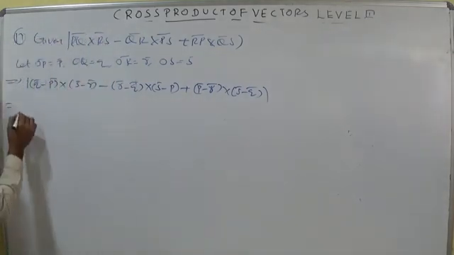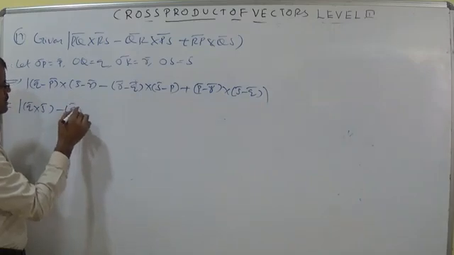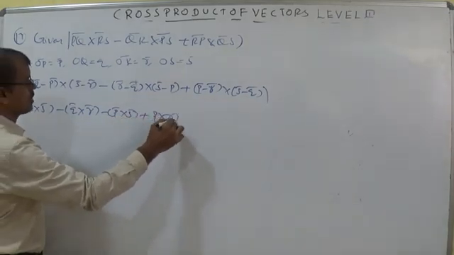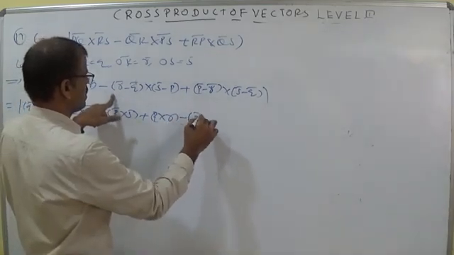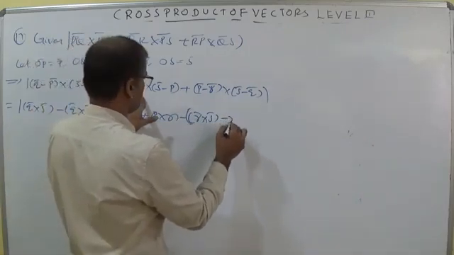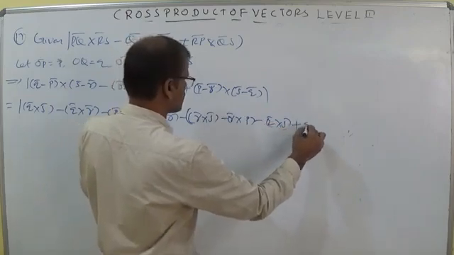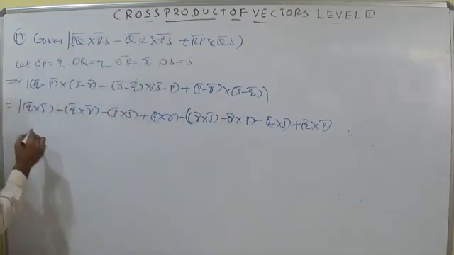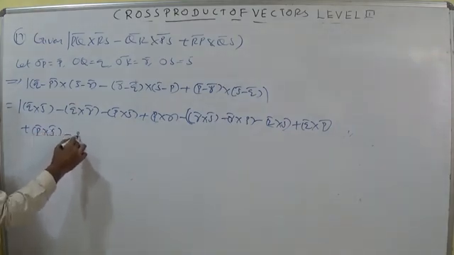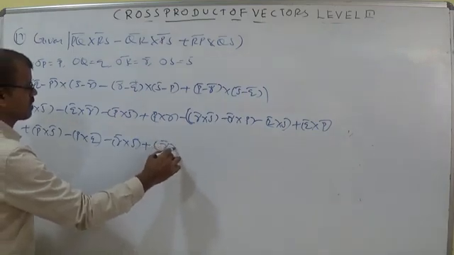Now let us multiply with the cross product. Q cross S, minus Q cross R, minus P cross S, minus of minus P cross R, minus of R cross S, minus R cross P, minus Q cross S, and minus of minus becomes Q cross P. Next, P cross S, minus P cross Q, minus R cross S, minus of minus plus R cross Q.